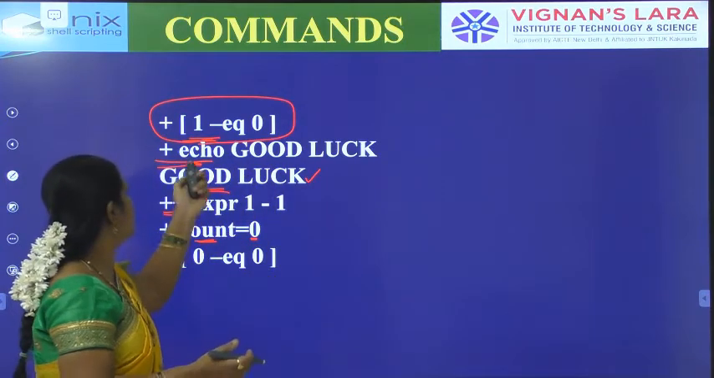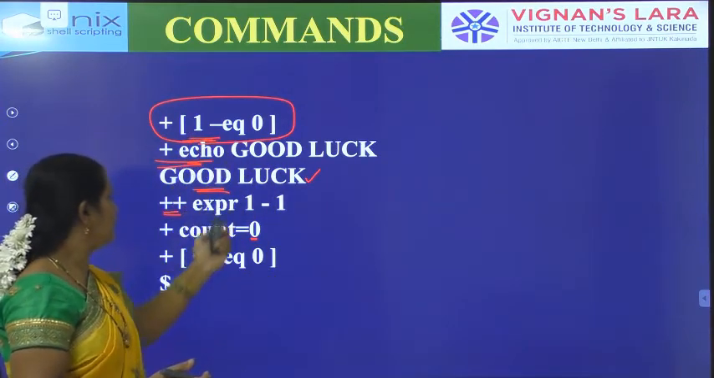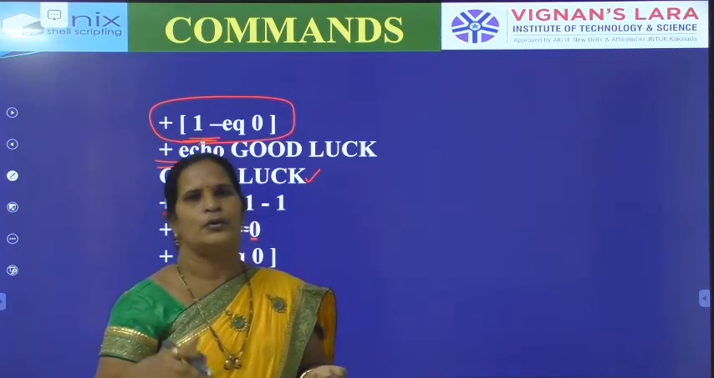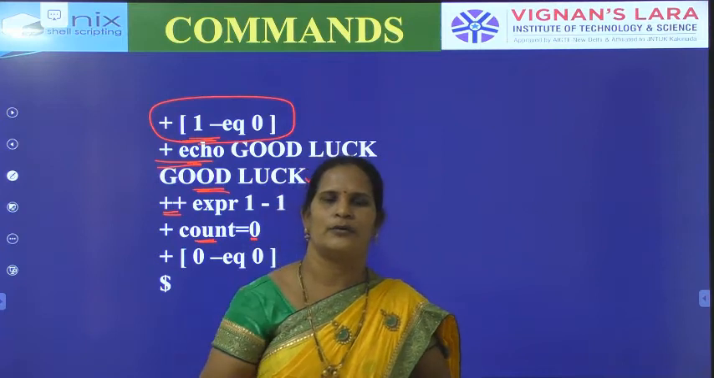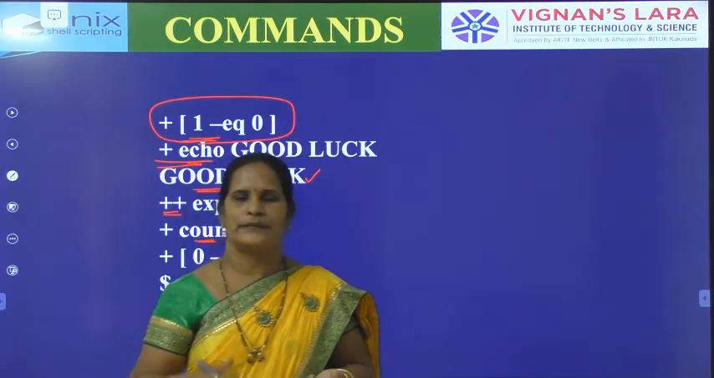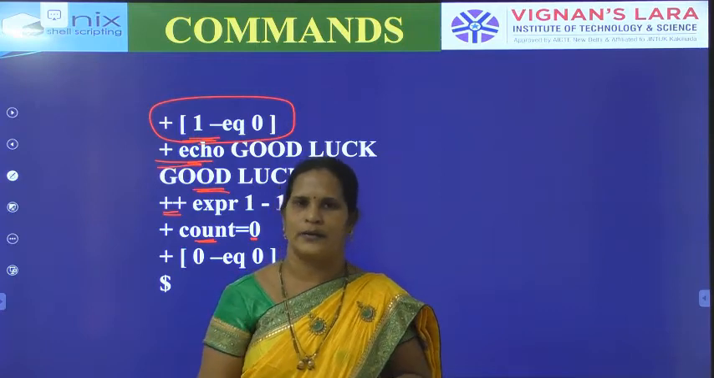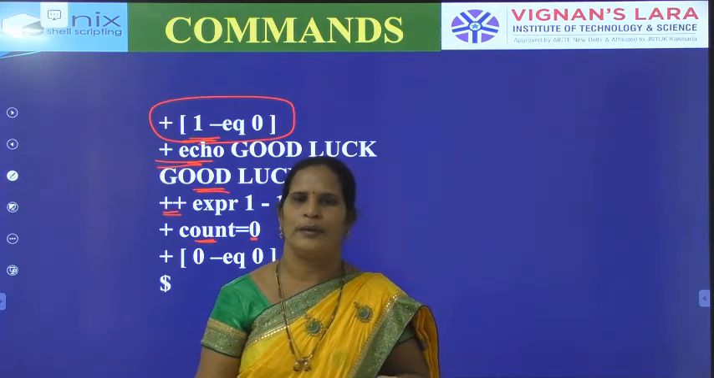Once again we have to check. So dollar count equal to 0 means 0 equal to 0. 0 equal to 0 returns a true value. Simply the control comes out of the until loop, meaning the statements specified between do and done are not executed. Simply the dollar prompt will be displayed.